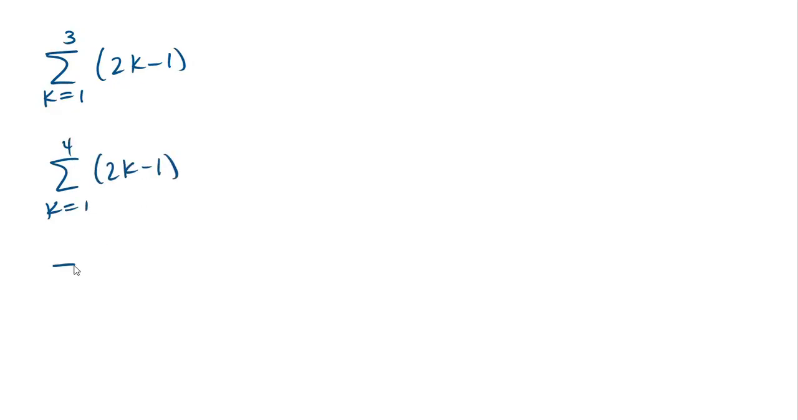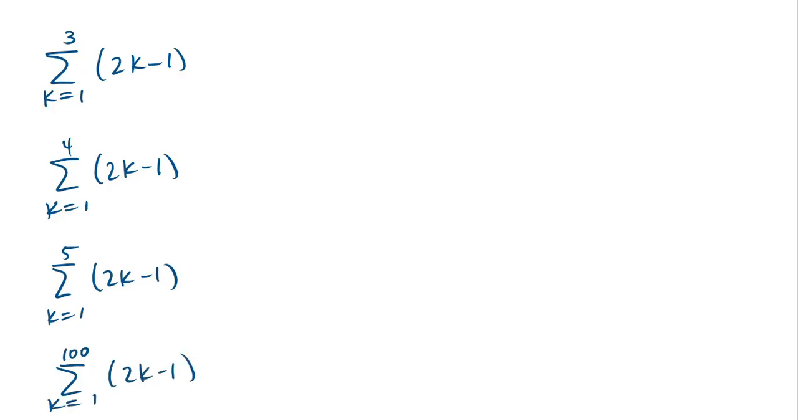So what I'd like you to do is find the sum from k equals 1 to 3 of 2k minus 1, the sum from k equals 1 to 4 of 2k minus 1, and the sum from k equals 1 to 5 of 2k minus 1, and see if you notice a pattern among those answers. If you see a pattern, I want you to use that to guess the sum from k equals 1 to 100 of 2k minus 1. Okay, let's find these sums.